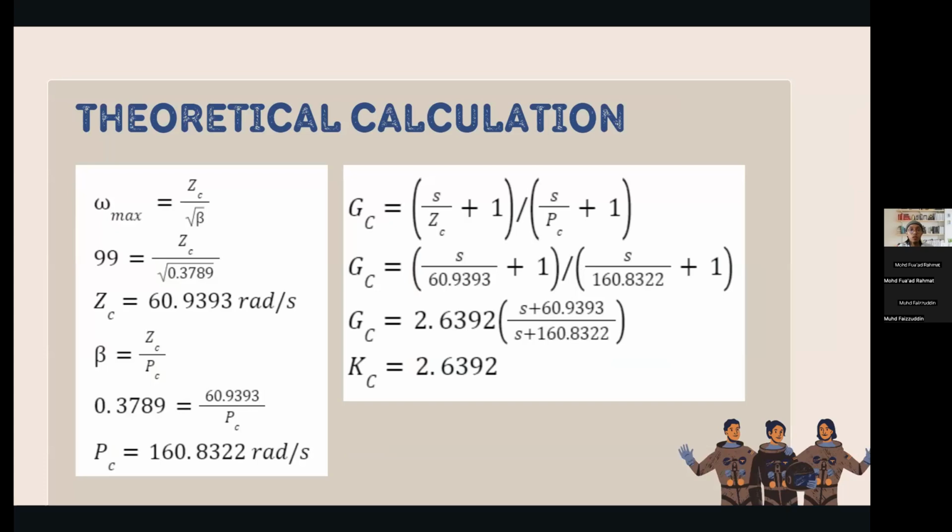Next, we move to finding the ZC of the system using the formula, and we will get that ZC is 60.9393, and PC is 160.8322. So the ZC should be smaller than PC for a lag compensator. So this is a logical value, and we will get the GC of the overall for the lag compensator.